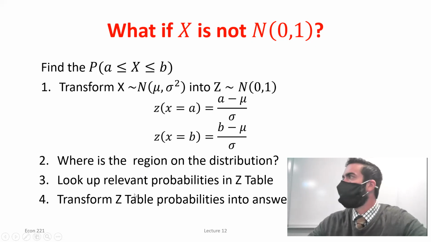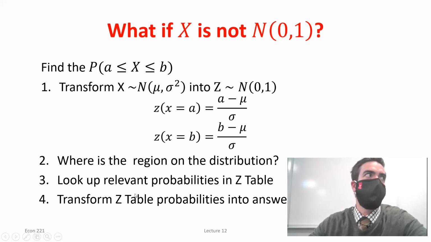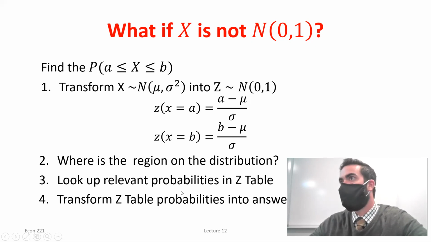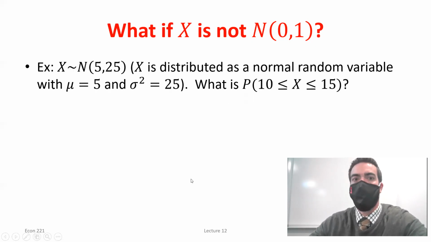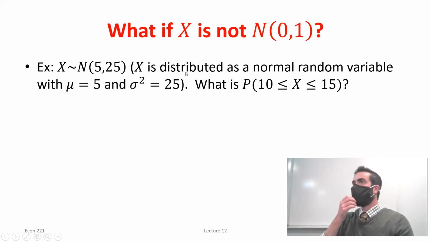And this fourth one, some transformation. Sometimes we have to do a little bit of basic math at the end. Once we have our probabilities, subtract one from the other or add them together, depending on what exactly we're looking for. Okay? So let's just work with some numbers, and I think this will make a little more sense.